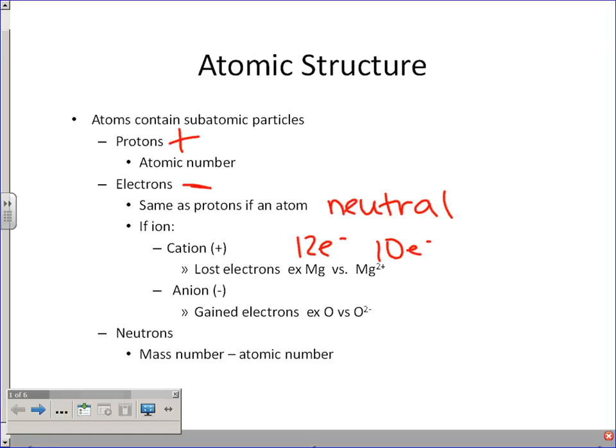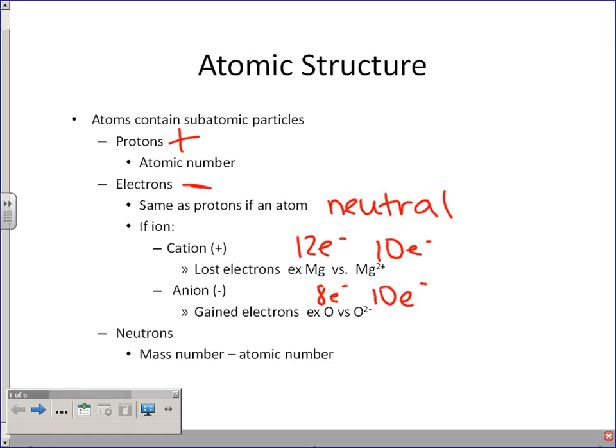Okay, so you're doing the opposite of the charge. If it's positively charged, then I lost electrons. If it's negatively charged, then I gained electrons. So for example, oxygen. Oxygen has an atomic number of 8. So in an electrically neutral atom of oxygen, I'll have 8 electrons. In O negative 2, I will have gained 2 negatives. So 8 plus 2 is 10.